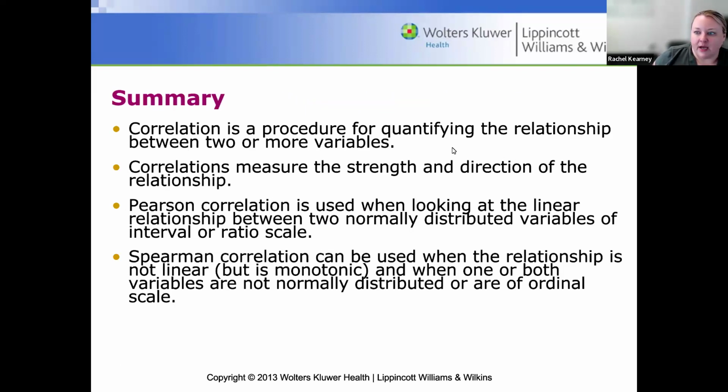So in summary, a correlation is a procedure for quantifying the relationship between two or more variables. Correlations measure the strength and the direction of the relationship. The Pearson correlation looks at linear relationships between two normally distributed variables on an interval or ratio scale. And the Spearman correlation can be used when the relationship is not linear and when one or both of the variables is not normally distributed or is ordinal.